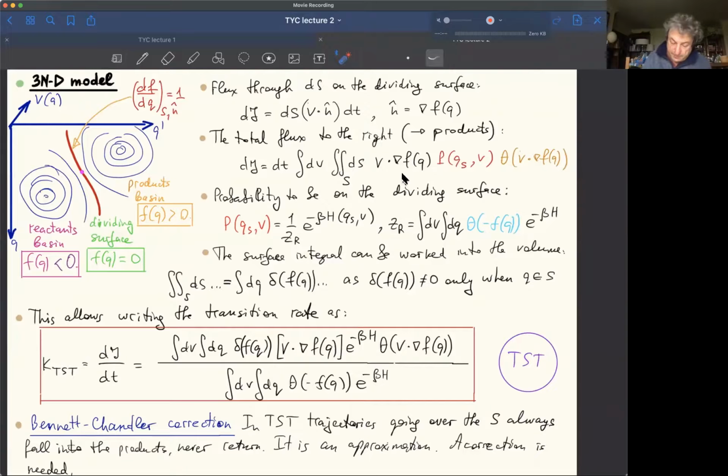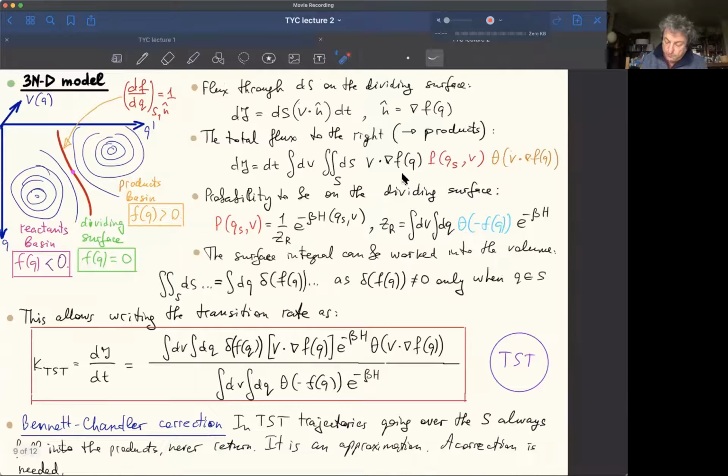That probability is given by the canonical distribution in the same way as before. So we have here the full Hamiltonian in the exponent at the dividing surface. And this is our partition function, in which I have another Heaviside function, because we take the partition function assuming the system is in the reactants basin. So we only integrate over the parts of space where minus f is positive, or f is negative, and f is negative only in the regions of space of the reactant basin.